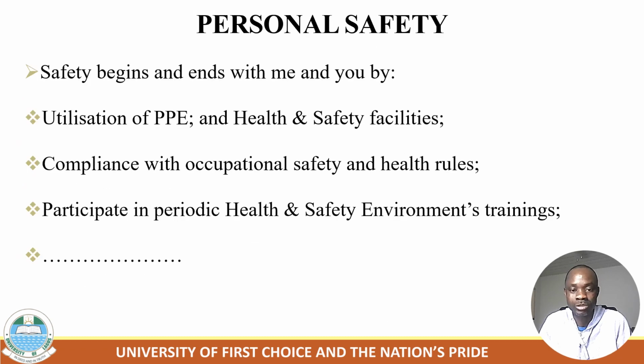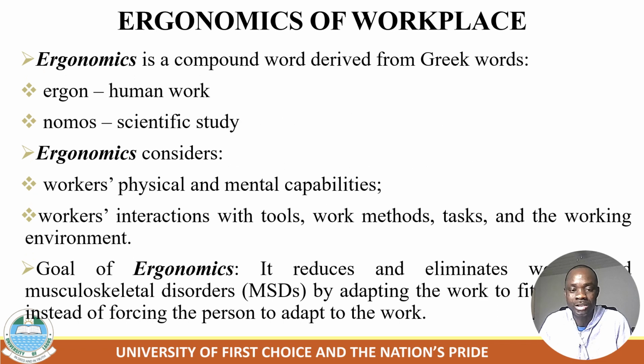What is meant by ergonomics? We started with personal safety in the workshop, as safety commences with you and me as a way of preventing accidents, and also the ergonomics of the workshop. The concept of ergonomics is formed from ergon and nomos, as the scientific study of human work. And the goal of ergonomics, as we made mention of, is that it reduces and eliminates work-related musculoskeletal disorders by adapting the work to fit the workers instead of forcing the person to adapt to the work. That is the goal of ergonomics.